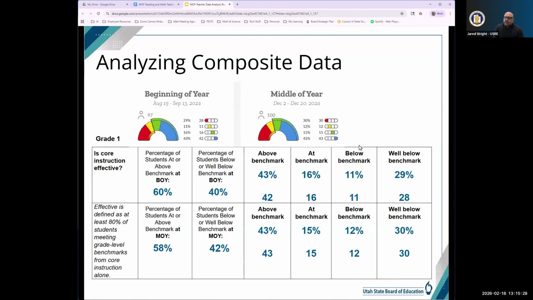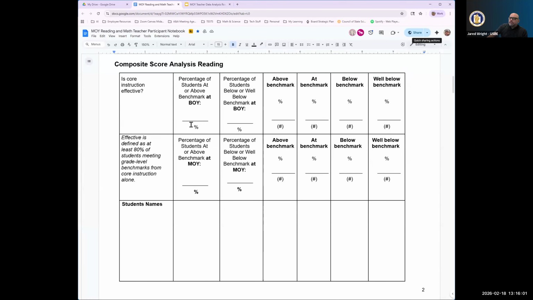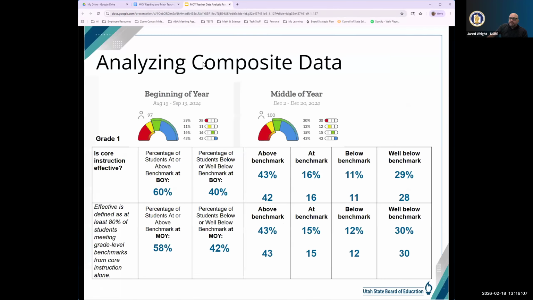So our first one, we're going to take a look at the composite score. So the composite score is a very high level score, as you're aware, with multiple measures or probes that feed into that score. We'll go through this form, but you have this form also in the participant notebook. You'll see that there's one for reading and one for math, depending on the data that you'd like to look at today. This example is grade 1.